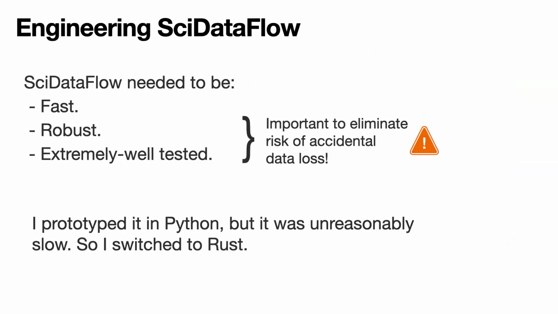So I knew that SciDataFlow needed to be really fast, right? Because you're potentially processing really large data sets, and I'm going to be calculating checksums, which is an expensive activity. It also needed to be very robust and extremely well tested. What I really didn't want to have happen is someone a year or two later saying, hey, I just lost a year's worth of work because I checked it into SciDataFlow and there's a rare corner case bug that just annihilated all of my data, right?